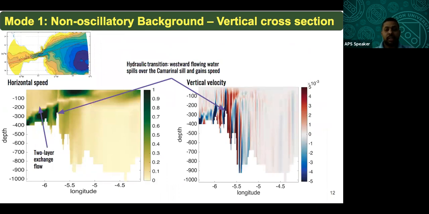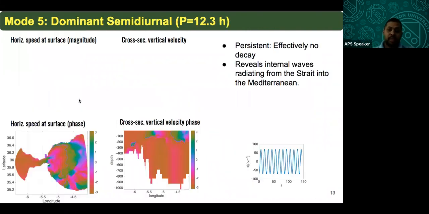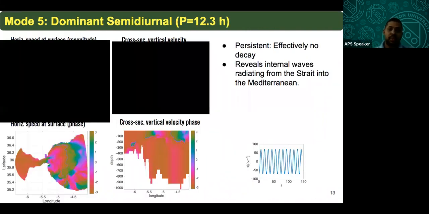We can see the same features in the cross section, and we can justify using that cross section as well. There is a hydraulic transition, and there are some hydraulic jumps as well. We can also identify the exchange flow in this case. So now let's move on to the other interesting modes.